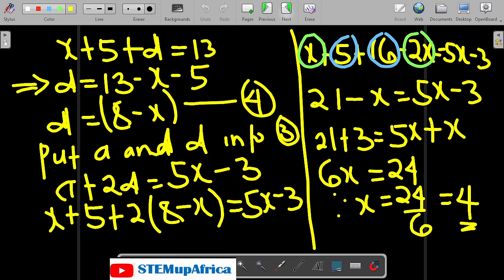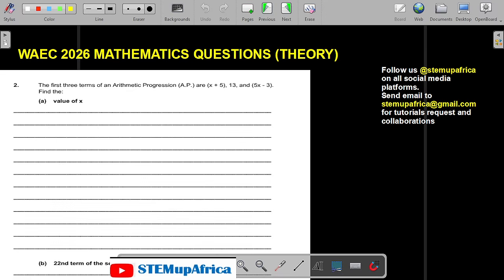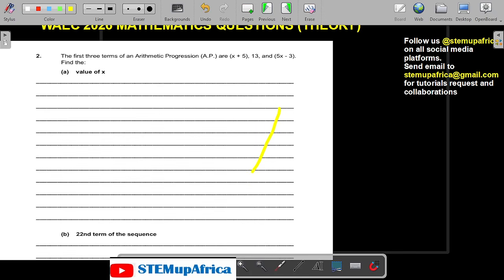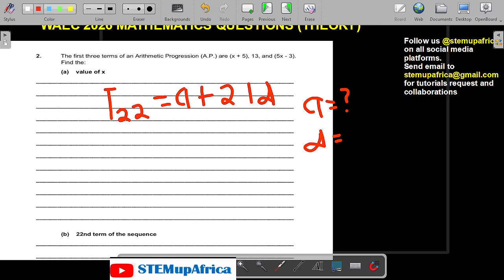Let's look at 2b. Question 2b, so we should find the 22nd term. How do we find the 22nd term? The 22nd term, as you know, T22, will give us a plus 21d. That means I will need a and d to find the 22nd term.